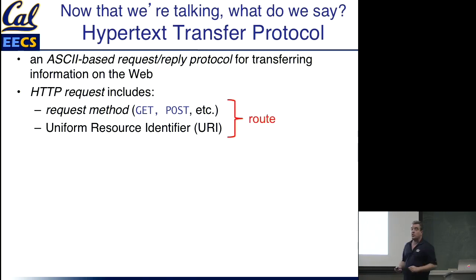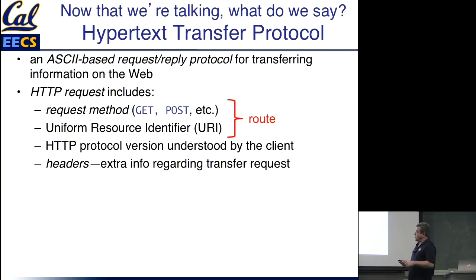And together, these things are called a route. This piece is important because the URI by itself doesn't determine what is going to happen. It is the combination of the URI and the chosen request method, get, post. We're going to see some others.